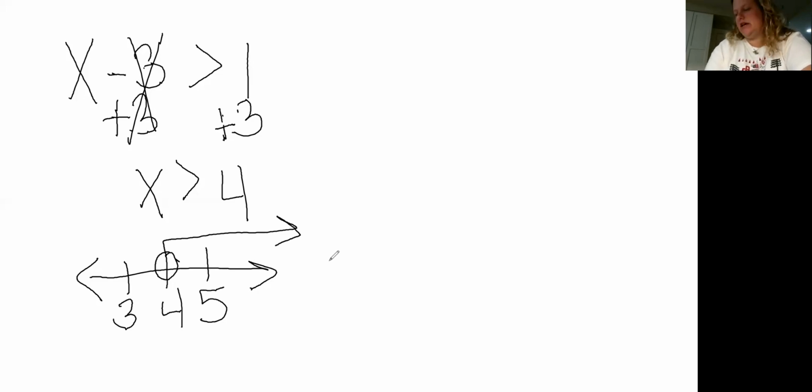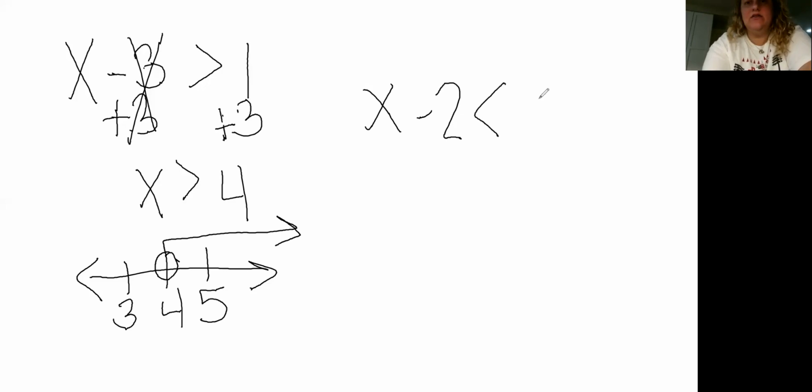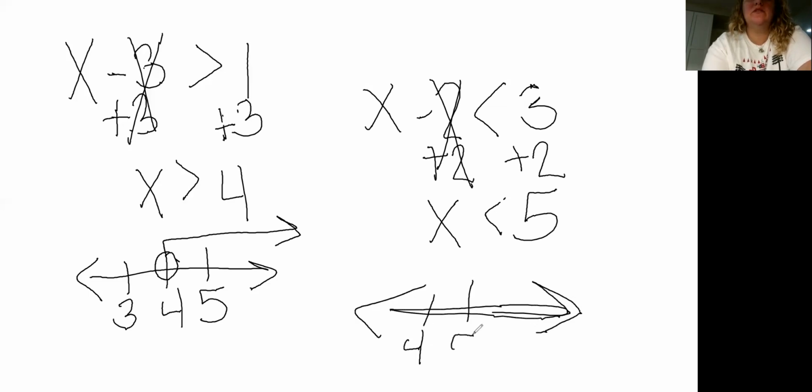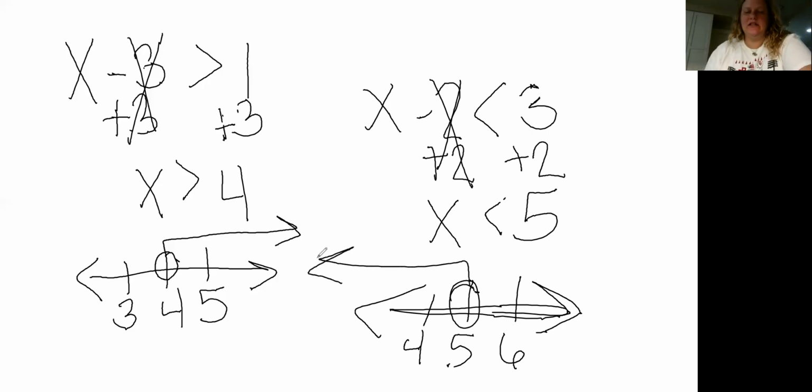Okay, so let's take a look at number 1 on the bottom, the examples. X minus 2 is less than 3. So again, we want to isolate this x, so plus 2, plus 2. These now cancel. X is less than 5. Oh, that's a terrible number line. This pen is hard to draw with. Okay, so again, it's not an or equal to, so it's an open circle, and everything less than 5.